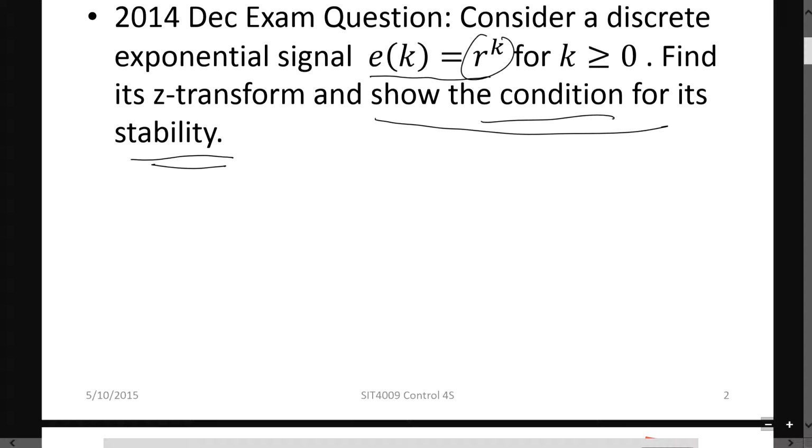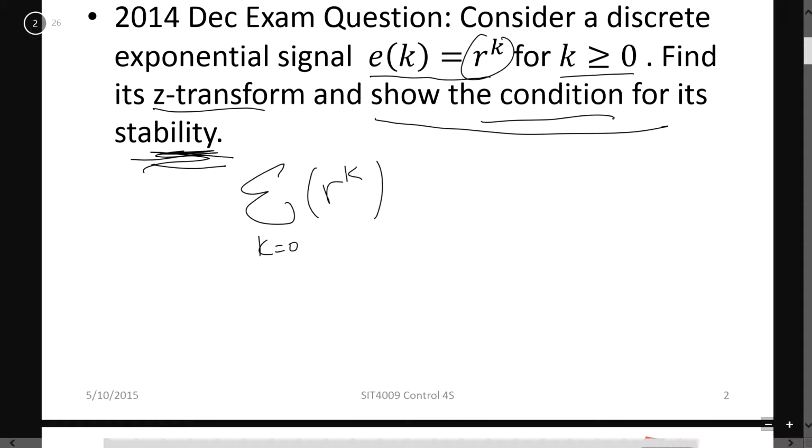For k larger than 0, find its z-transform and determine its stability. So how do we do this? r^k is your function. You're going to z-transform this from k equals 0 to infinity, with z to the power of minus k. I keep saying minus 1, damn it.